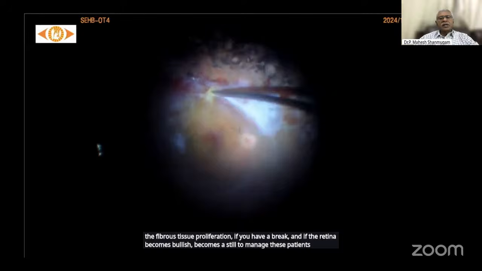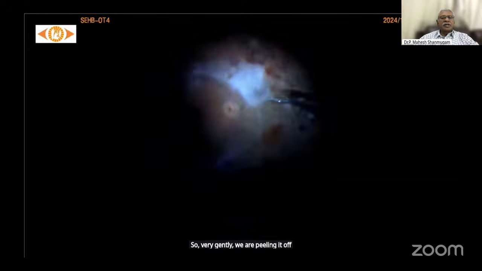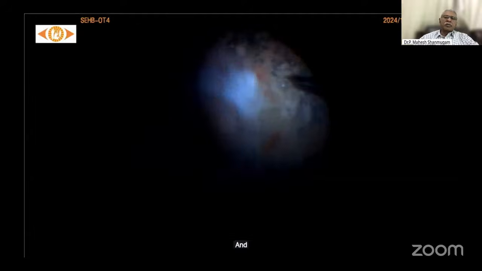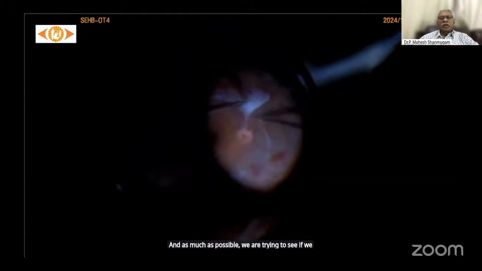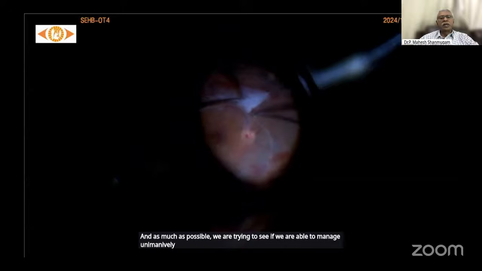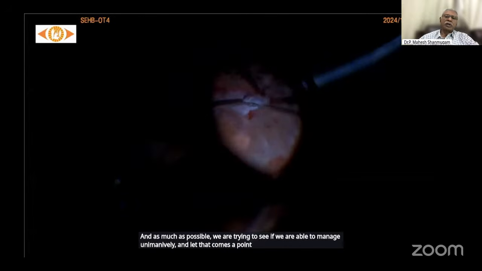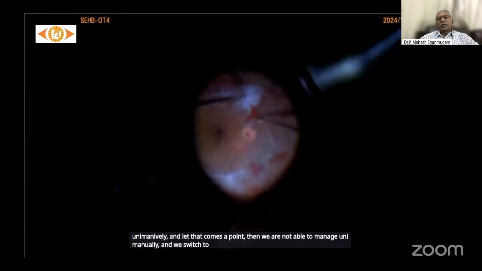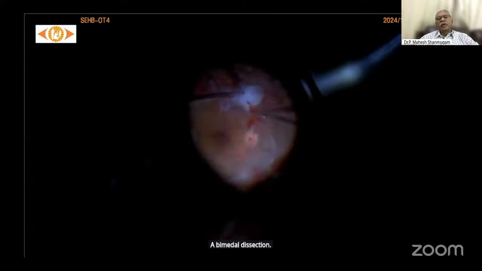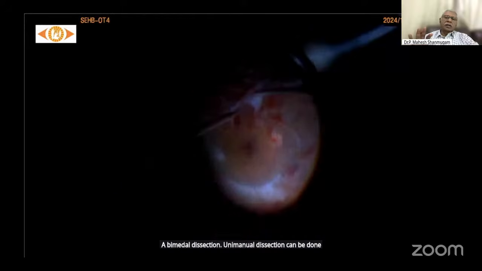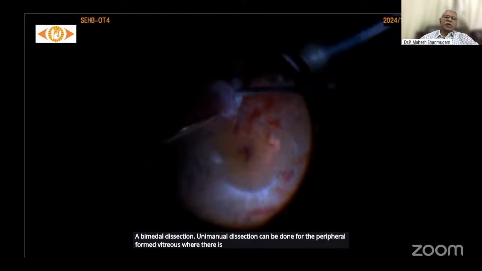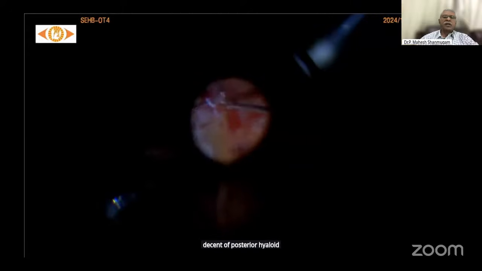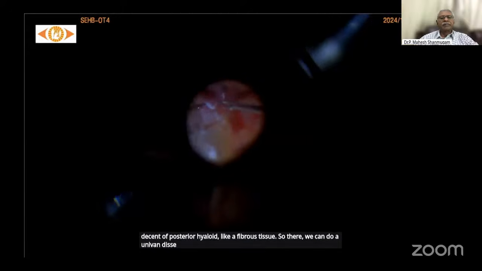So very gently, we are peeling it off, and you can see there is a lamellar hole at the macula. And as much as possible, we are trying to see if we are able to manage unimanually. And at one point, we are not able to manage unimanually, and we switch to a bimanual dissection. Unimanual dissection can be done for the peripheral formed vitreous where there is no thickened posterior hyaloid like a fibrous tissue. So there we can do a unimanual dissection, and then we proceed with the bimanual dissection.